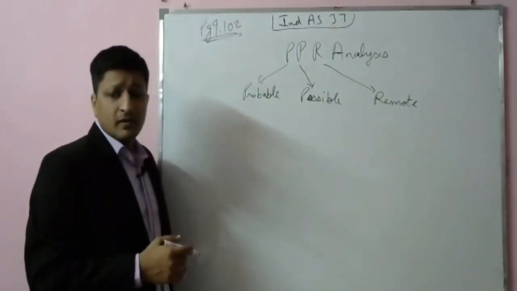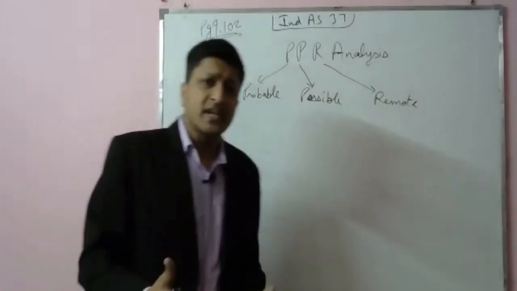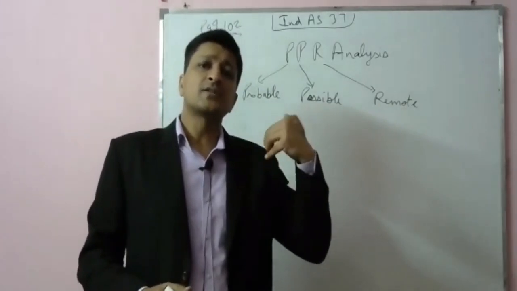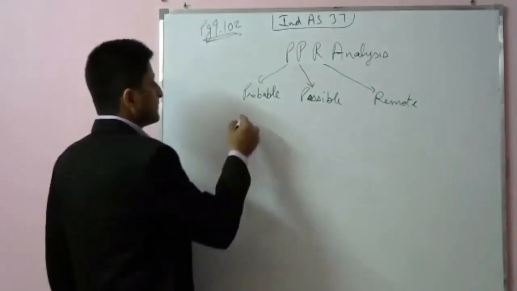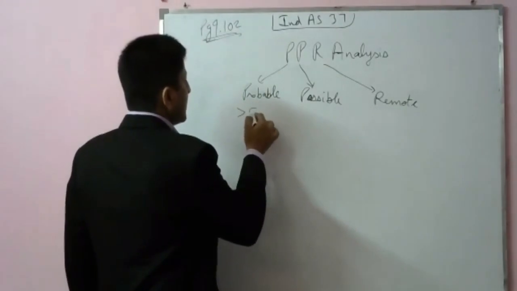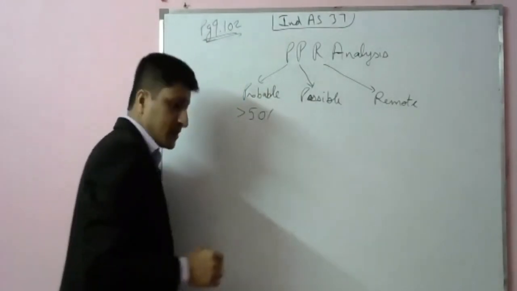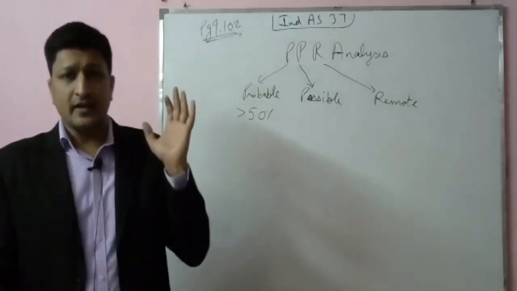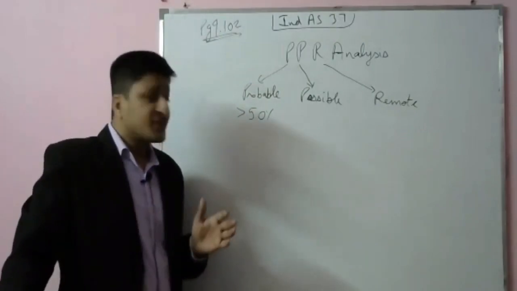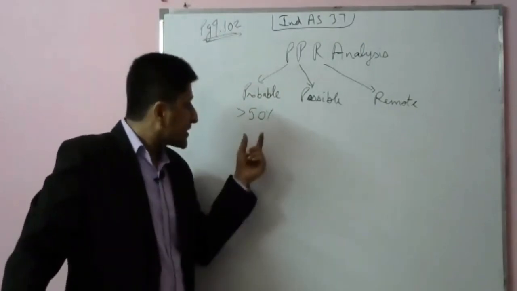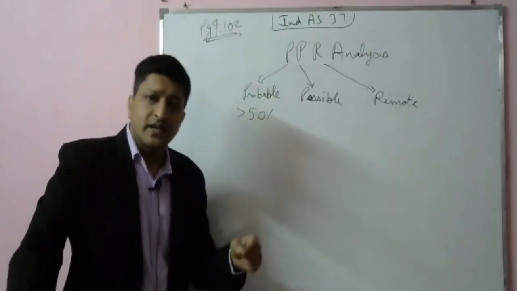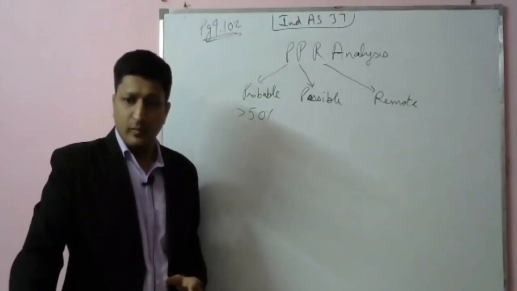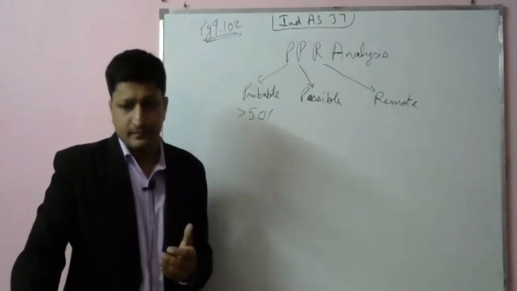What is probable? Probable means something which has more than 50% chances of occurrence. Means it's greater than 50%. Now, what is this greater than 50%? It's not defined anywhere in the standard. This is subjective in nature. 60% can be probable, 70% can be probable, 90% can be probable, 95% can be. This is something which is based on judgment.